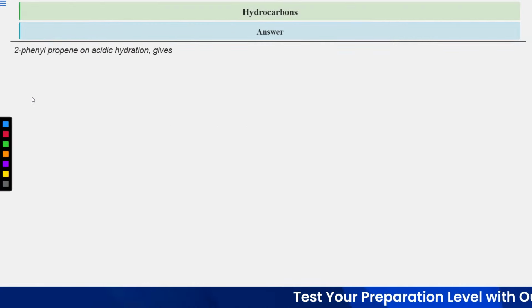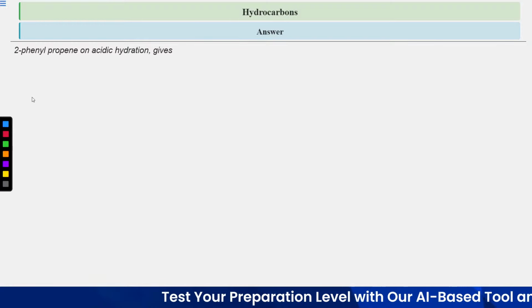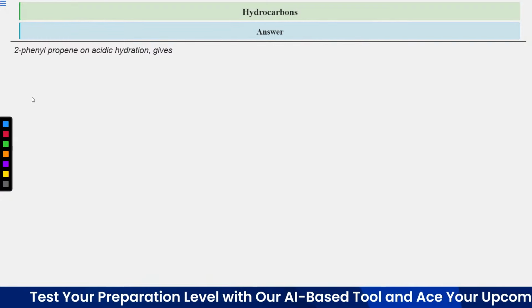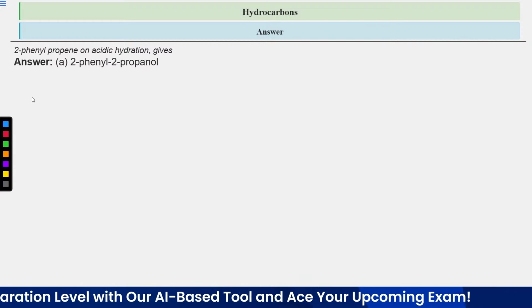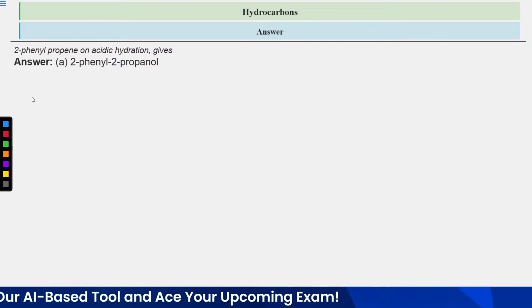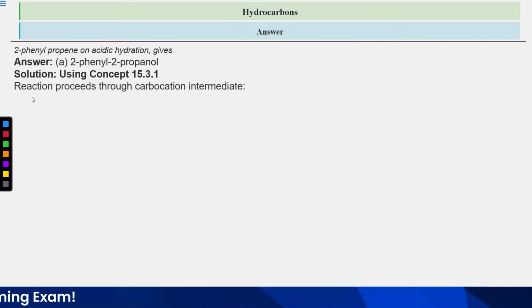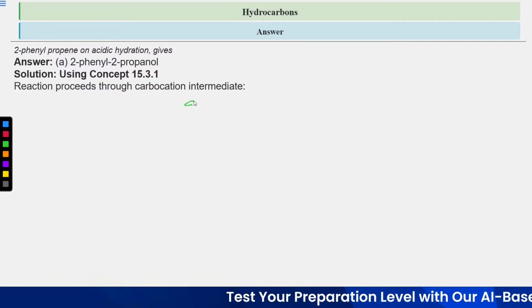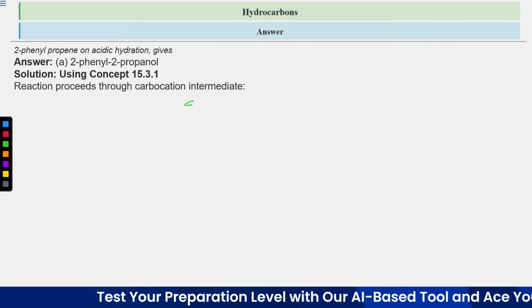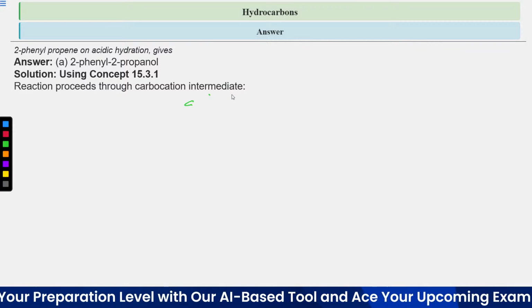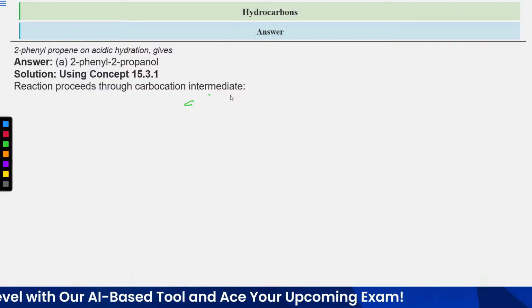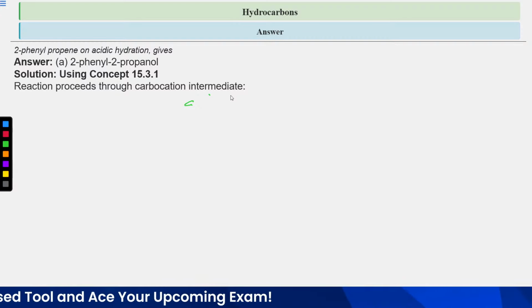So for the given question, the correct answer is option A, that is 2-phenyl 2-propanol. The reaction proceeds through a carbocation intermediate. The reaction we are asked about is 2-phenyl propene on acidic hydration. When this acidic hydration of the given reactant happens, it will proceed through the carbocation intermediate.